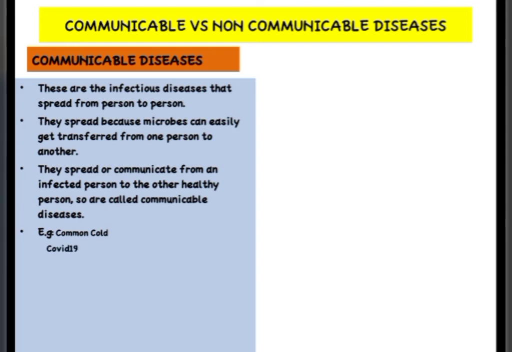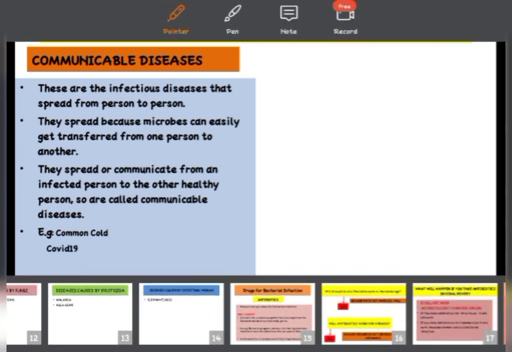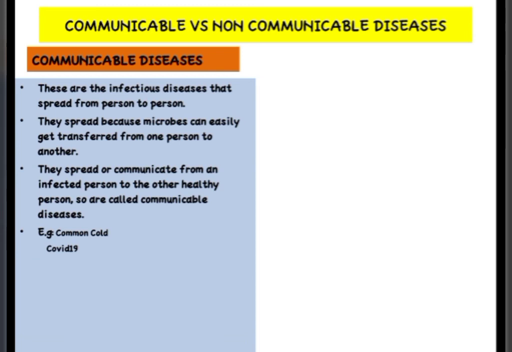For example, common cold and COVID-19 are communicable diseases. They generally transfer from one person to another. Children, can you think of some more examples of communicable diseases? There are many. One is influenza, one is tuberculosis, another is pneumonia, then malaria, then AIDS, and then chicken pox. These are some diseases which you can get from a different person through different sources.